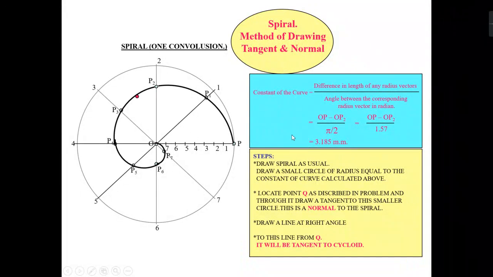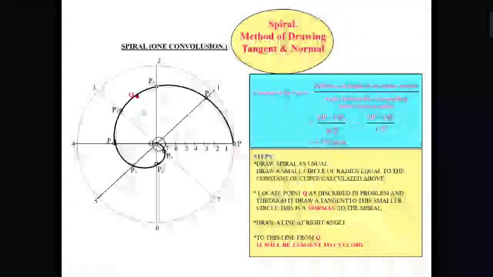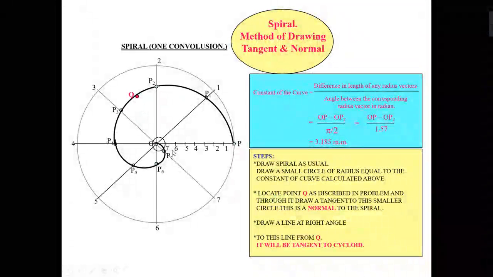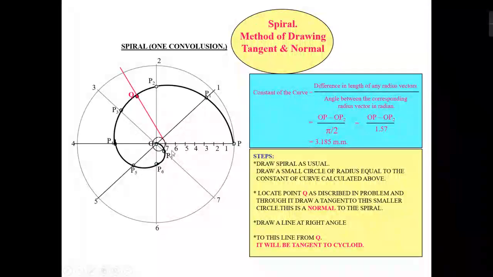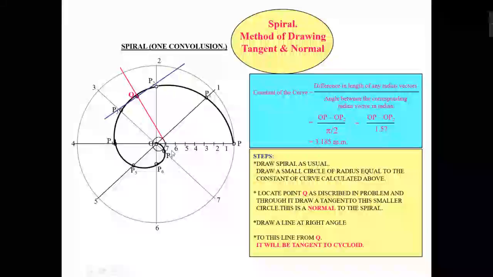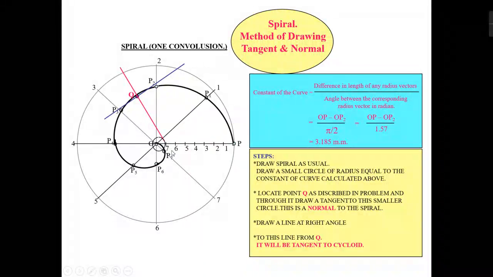After getting the constant of the curve, you have to draw a circle taking the center as O. After drawing the circle, you have to draw the tangent from the point Q to this circle. That will be the normal to the spiral curve, and perpendicular to it, you will get the tangent to the spiral curve.